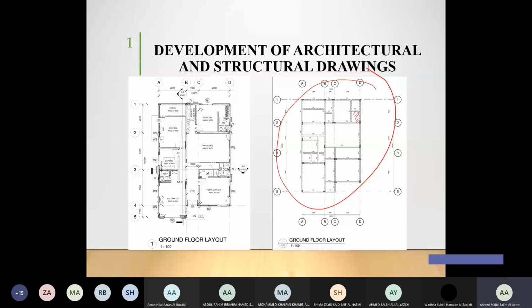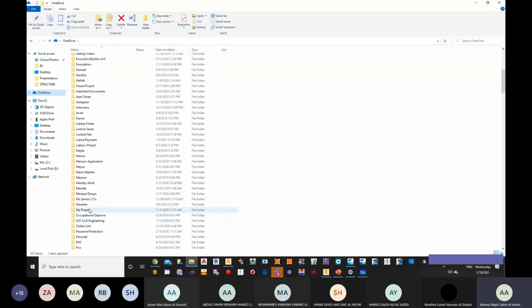Why don't we include the slab on grade in the design? And that's why you cannot see a hatch here. Let me see if I can show you a picture.